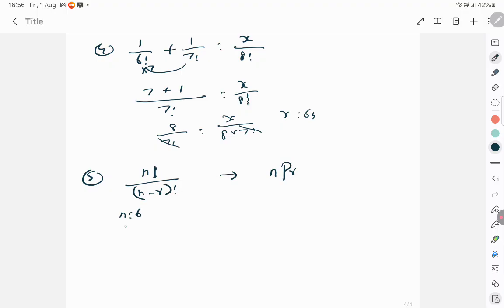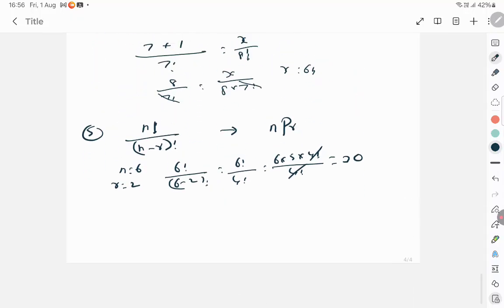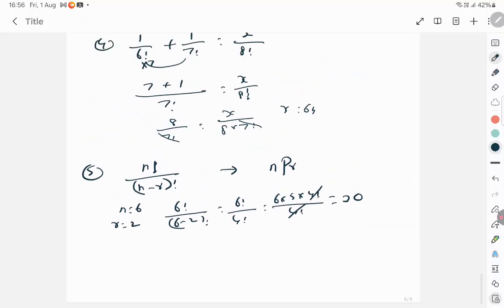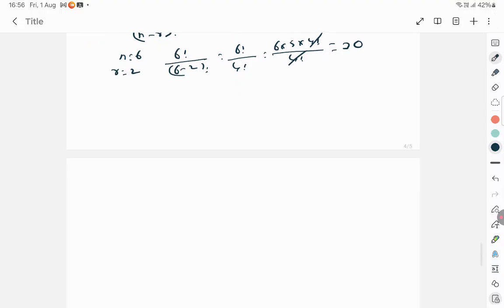When n is equal to 6 and r is equal to 2, it's 6 factorial by (6 minus 2) factorial, which is 6 factorial by 4 factorial, which is 6 into 5 into 4 factorial by 4 factorial. The answer is 30. So let's do the second part. There n is equal to 9 and r is equal to 5, the same method. You can continue doing this, and let's go to the next exercise. I'll do some examples for you and then we'll proceed.